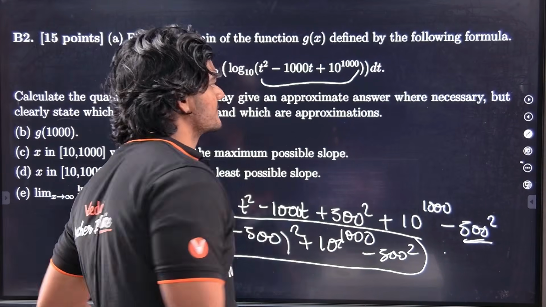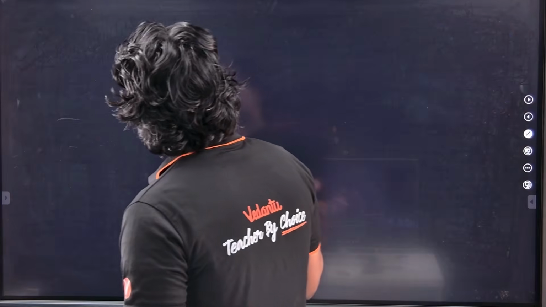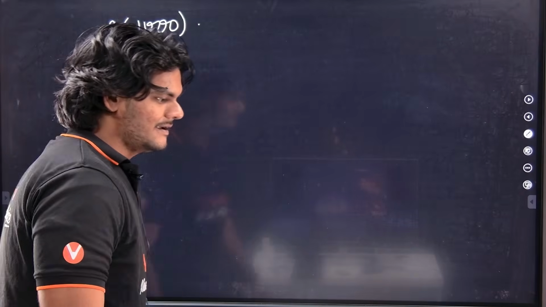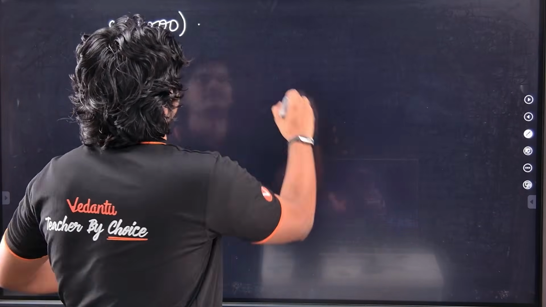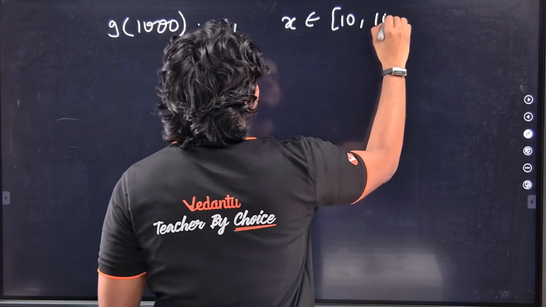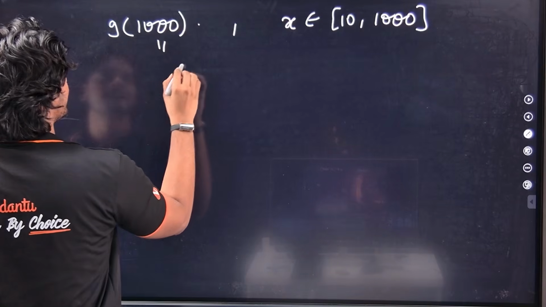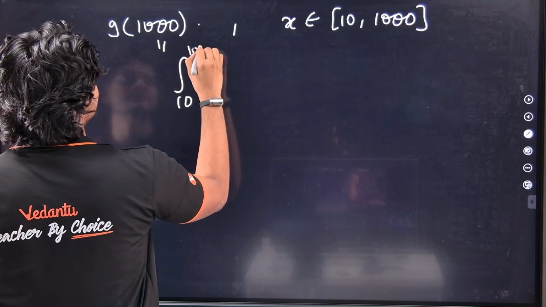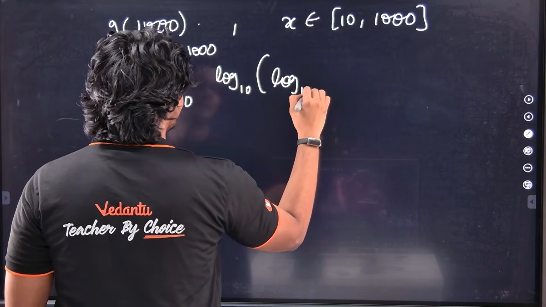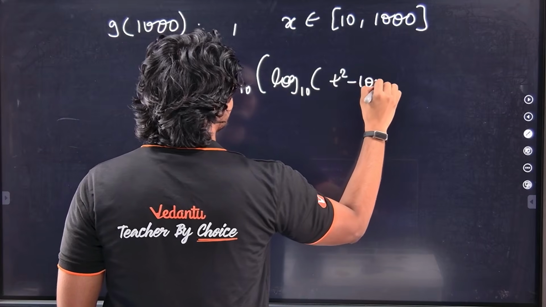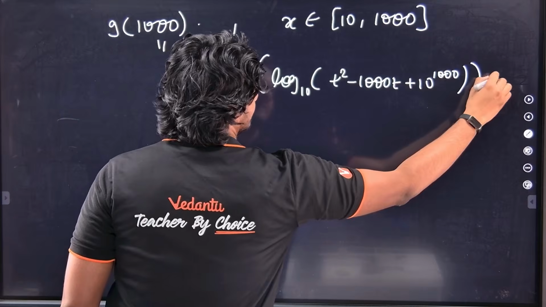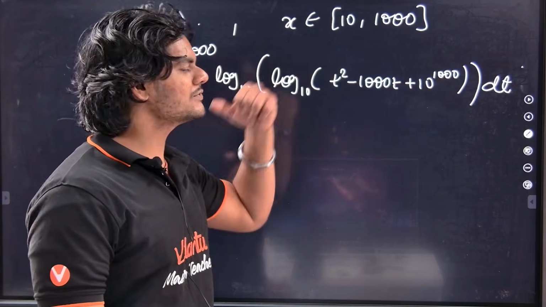Now, what would be g of 1000? Forget g of 1000. I'm just talking about what would be the function when x is between 10 to 1000. Because what is g of 1000? This is simply equal to the integral from 10 to 1000 of log base 10 of log base 10 of the t square minus 1000 t plus 10 power 1000 dt, right? So in this range, what would this be?